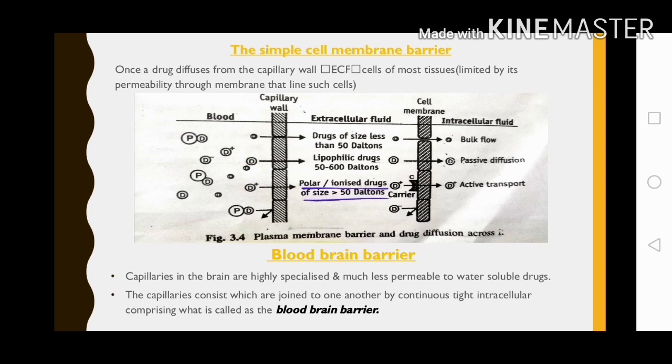So here is a pictographic representation of how the plasma membrane barrier and drug diffusion occurs across it. Polar ionized drugs of size less than 50 daltons are mostly distributed by carrier-mediated transport, and lipophilic drugs of size 500 to 600 daltons diffuse through passive diffusion.